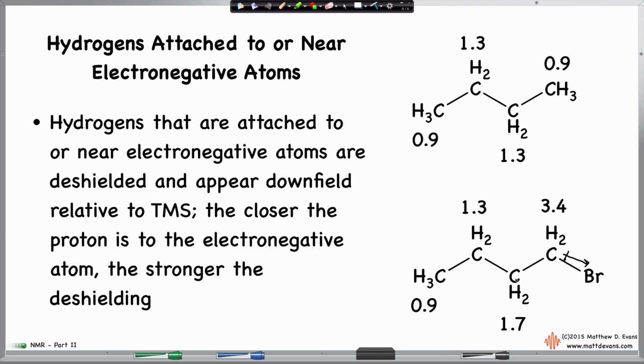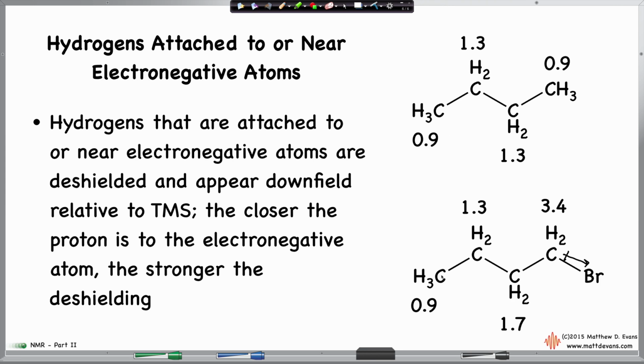Now, as we move away from the bromine, notice that the effect diminishes. So this one is now 1.7, this one's 1.3, and this one's 0.9. So this effect very rapidly diminishes as we get further and further away from the bromine. That's because it's an inductive effect, not as powerful as some of the other effects we've seen in the past.